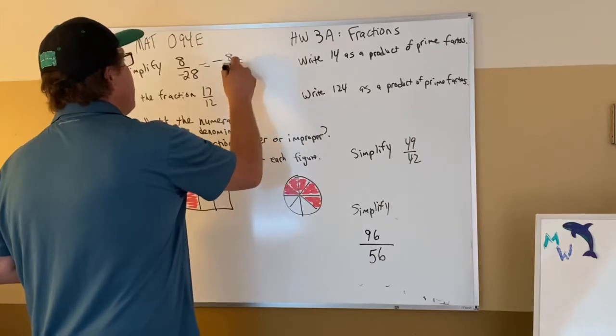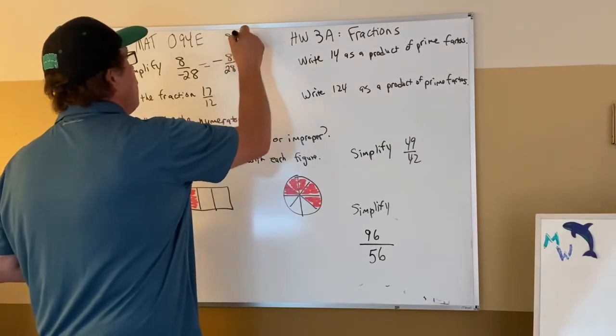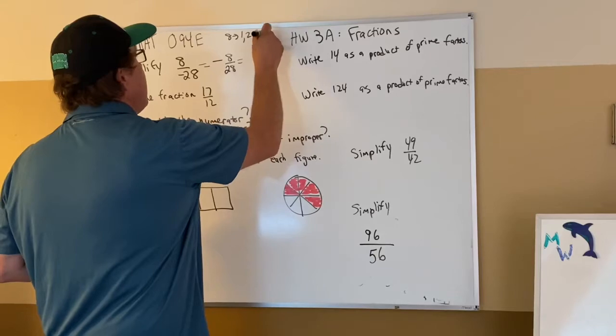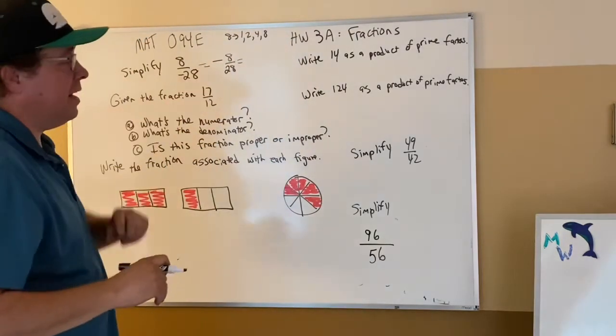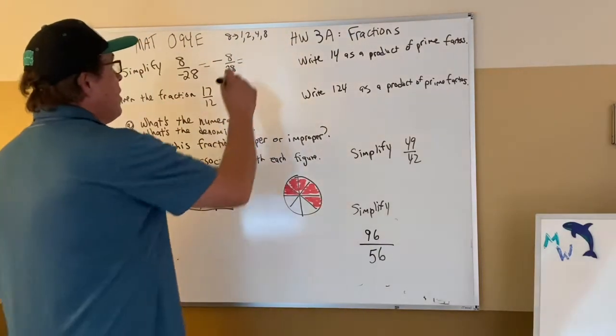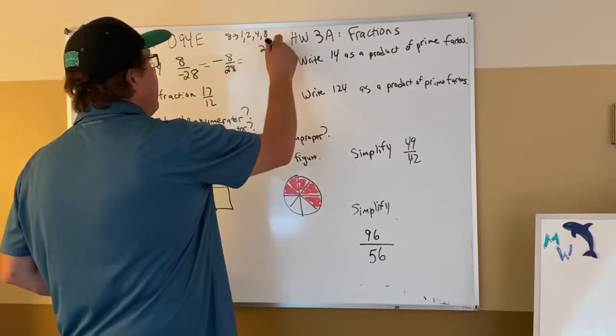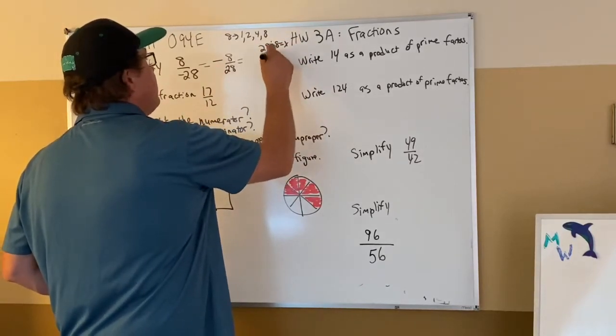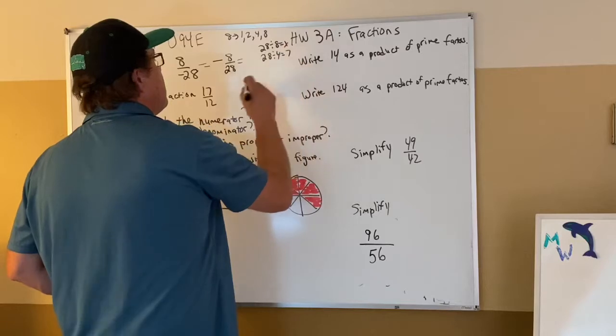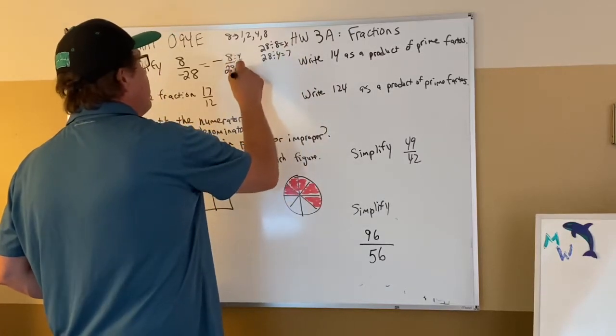And now I have to decide with 8. 8 divides by 1 and 2 and 4 and 8. And what's the biggest of those that 28 divides by? When I try 28 divided by 8, I bust out. That's not working. But 28 divided by 4 will get me 7. So I'll actually use that when I divide by 4 and divide by 4.